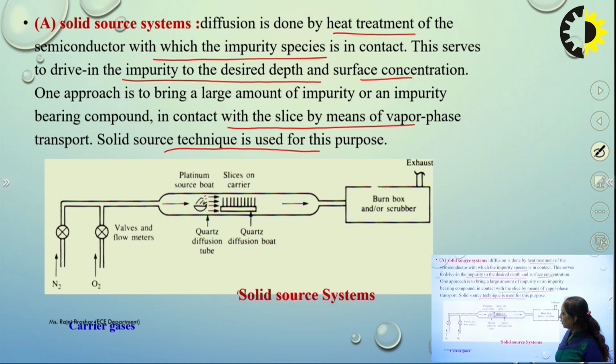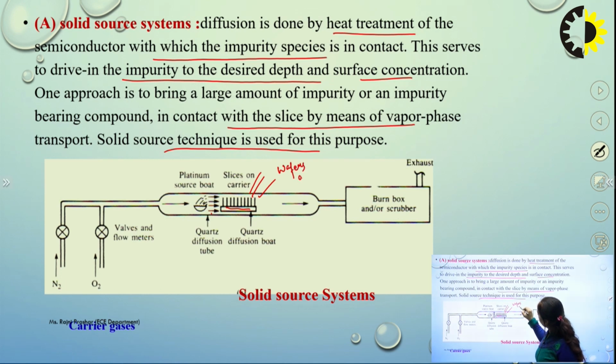So in this diagram we can see that this is the furnace basically. So here we have the quartz diffusion tube, and this is your quartz diffusion boat. Here you can see the wafers are placed vertically.